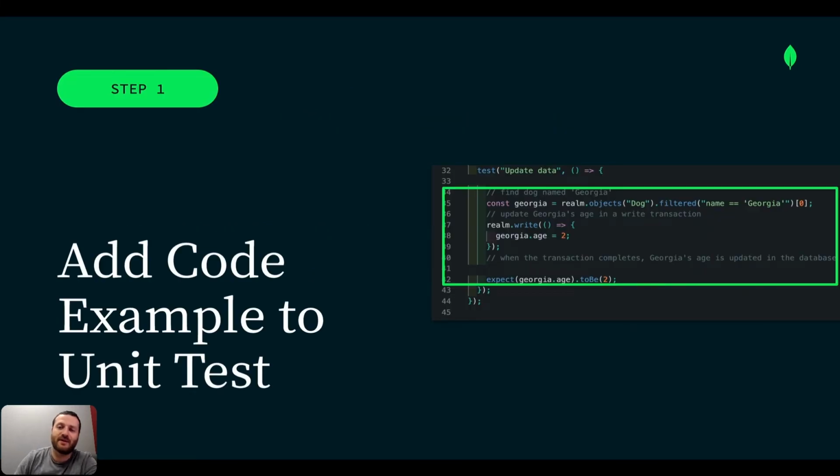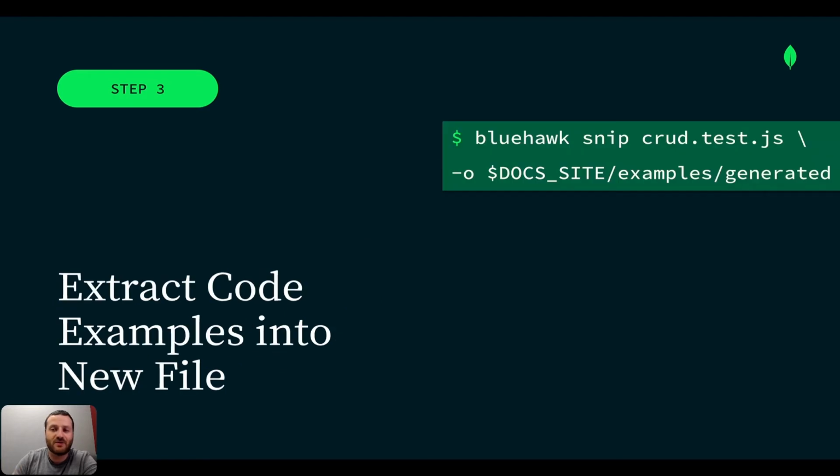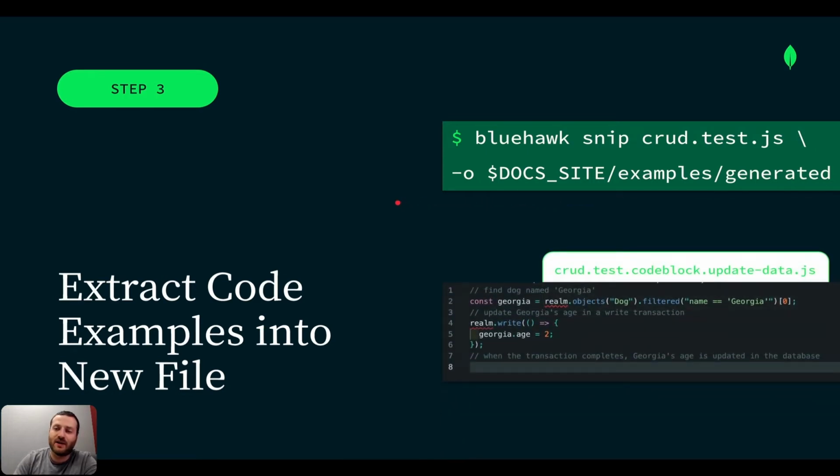Let's take a look at an example here, this time for a unit test about updating data within a realm. So we have our code example here and the test expectation. If that passes, we add our Bluehawk annotations. We're tagging what we want to extract. Then we do the actual extraction using the Bluehawk CLI here, which will give us a generated file looking something like this. This is just the code from that unit test we were just looking at.